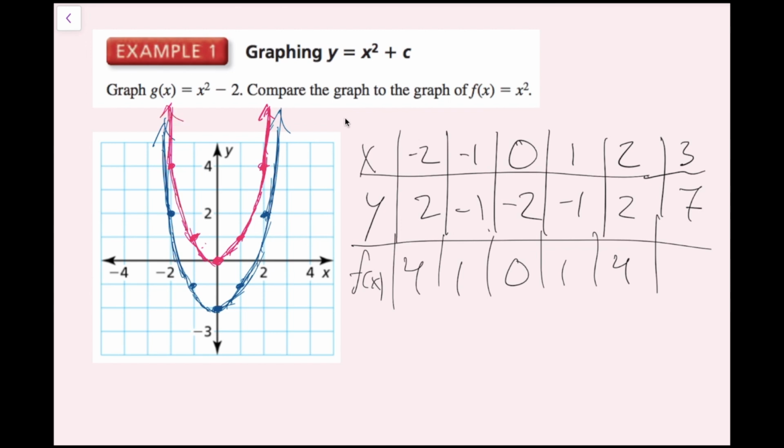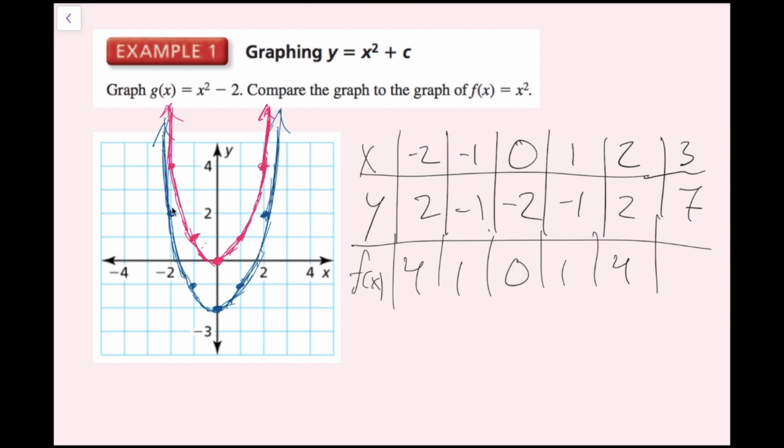So now I have to compare my g of x graph to this f of x graph, and I can see that all I'm doing is just translating my original f of x graph down 2 units to get to my g of x graph. Every single point on my blue graph is just 2 units down from every single point on my pink graph. You can see 2 units, 2 units, 2 units, 2 units.